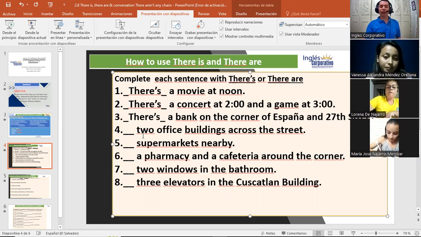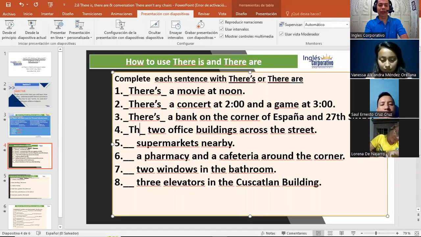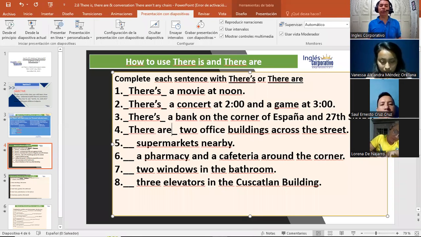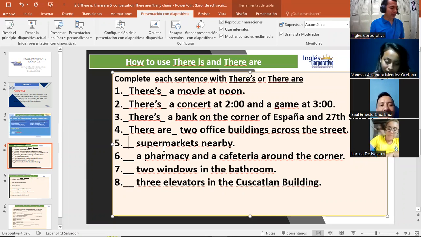Saul? There is or there are, Saul? There are. There are. Contraction or no contraction, Saul? Contraction. No lo sé. No contraction. No, ok. No contraction. Eso se llama sugestión, va. Convencer a alguien. Ya lo convencimos a Saúl que no puede usar contracción en plural, ¿verdad? There are only. Thank you, Saúl.